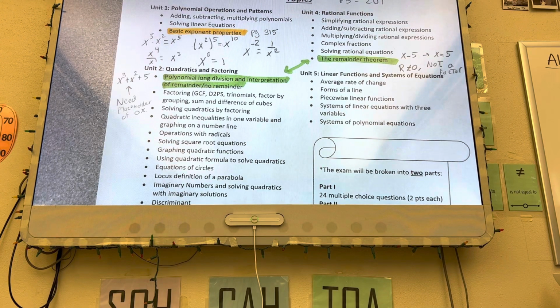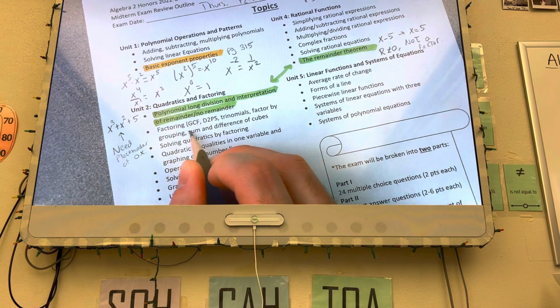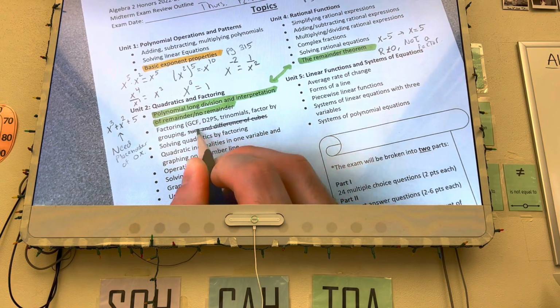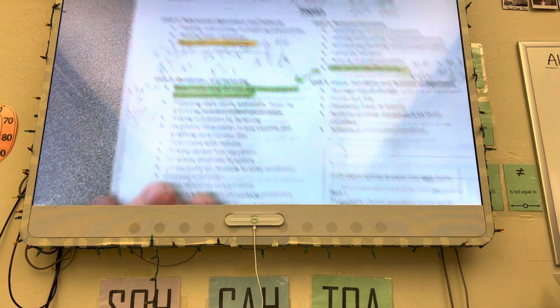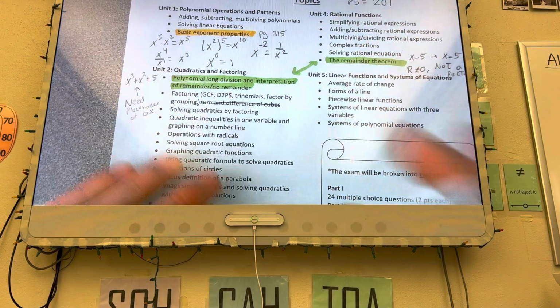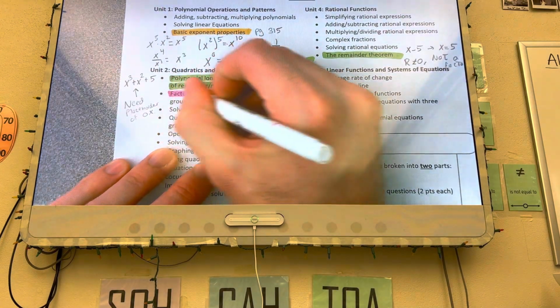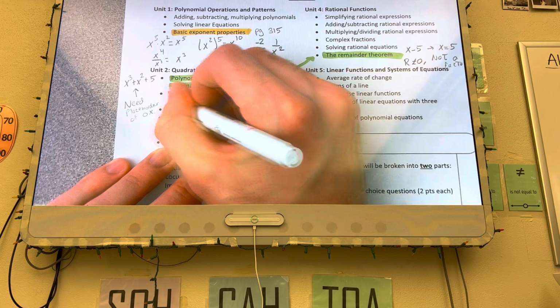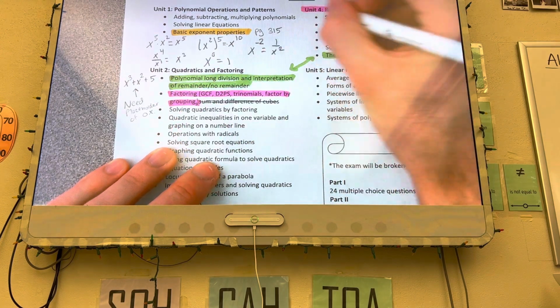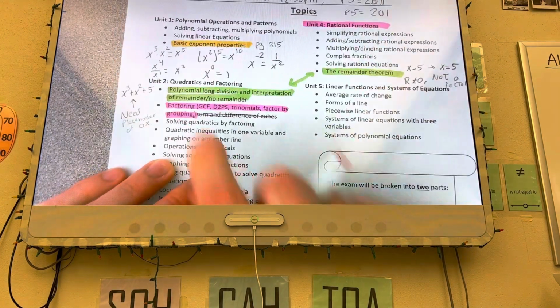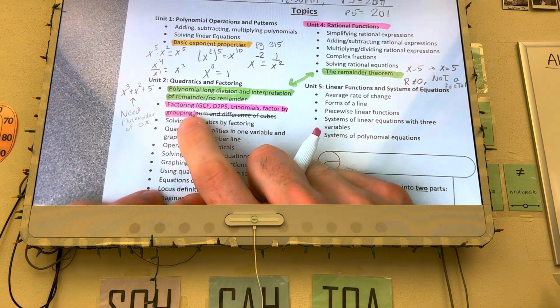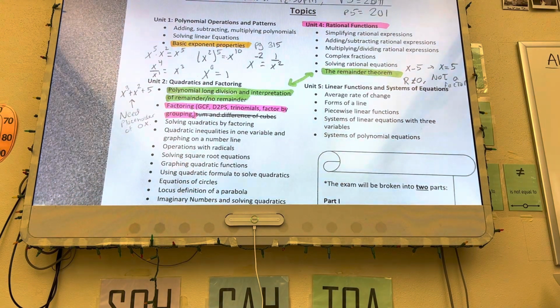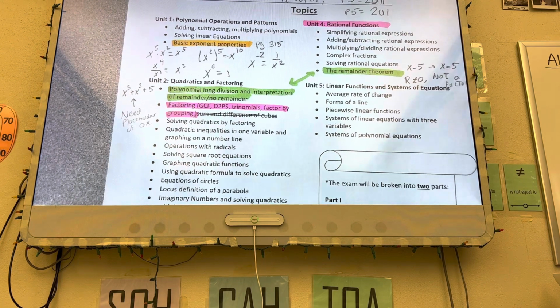Factoring, GCF, difference of two perfect squares, factor by grouping. We did not do sum and difference of cubes, so you can cross that one out. But all these other ones, this really went hand in hand with Unit 4, which is what we just did. That was rational expressions, getting an LCD, complex fractions. Being able to do all these factoring methods, that is going to be key. Solving quadratics by factoring, quadratic inequalities in one variable, and graphing on a number line.